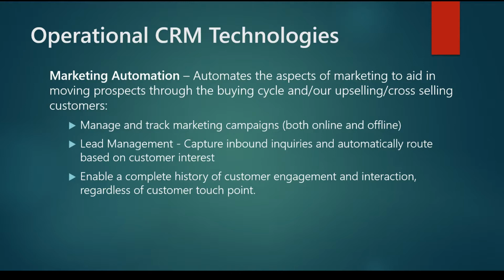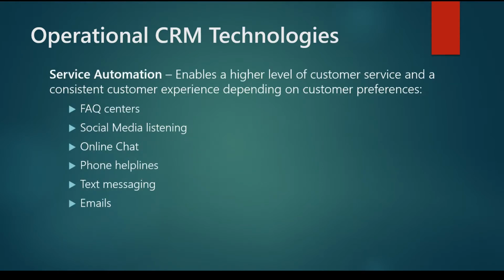So anyone who accesses that data can get a view of what's happening with that particular customer or prospect, which is where the service automation component comes in. What service automation does is enable a higher level of customer service and consistent experience depending on customers' preferences. Sometimes those are things like FAQ centers online, listening to chat, listening to social media activity, customers complaining or calling out in social media channels for additional information, online chat, phone helplines, text messaging and emails and so forth.